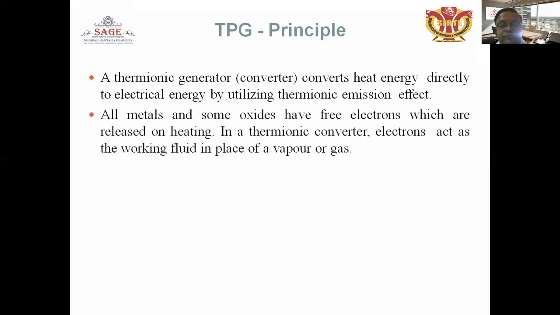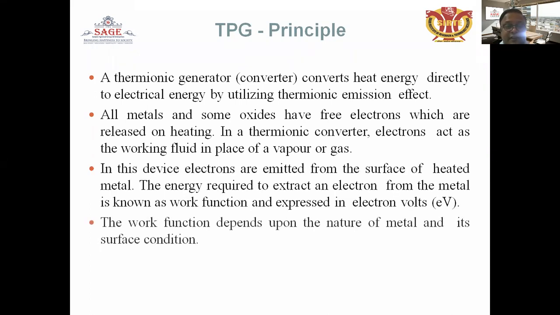It is called a converter, also converting the heat energy directly to the electrical energy by utilizing the thermionic emission effect. This is the TPG principle where the heat energy directly converts into the electrical form, जिसमें कि emission effect को utilize किया जाता है. All the metals and some oxides have free electrons which are released on heating. In a thermionic converter, electrons act as a working fluid in place of the vapor or gas.